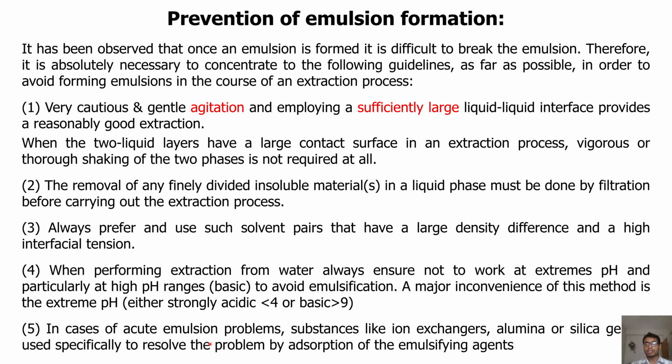In case of acute emulsion problem, substances like ion exchanger, alumina, or silica gel are used specifically to resolve the problem by adsorption of the emulsifying agents. So these are the common approaches for prevention of emulsion formation.